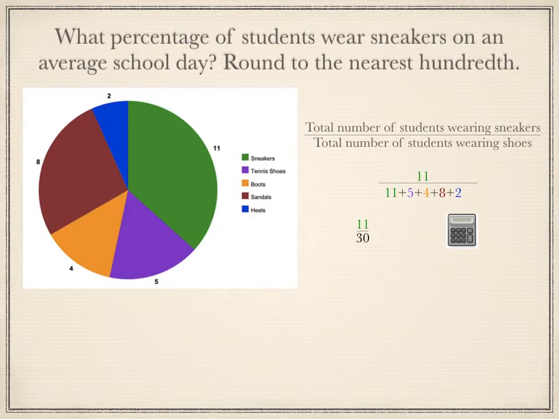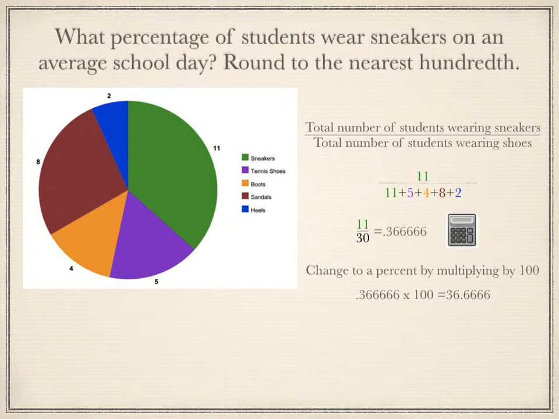Then we can use our calculator and take 11 divided by 30 to get our decimal number, which is listed right there. Then we want to change to a percent by multiplying by 100. So when we multiply by 100, we get 36.66666 repeating. And we want to round to the nearest hundredth. Remember, the hundredth place is 2 right of the decimal. So, since 6 is greater than 5, we go ahead and round up to 36 and 67/100%.